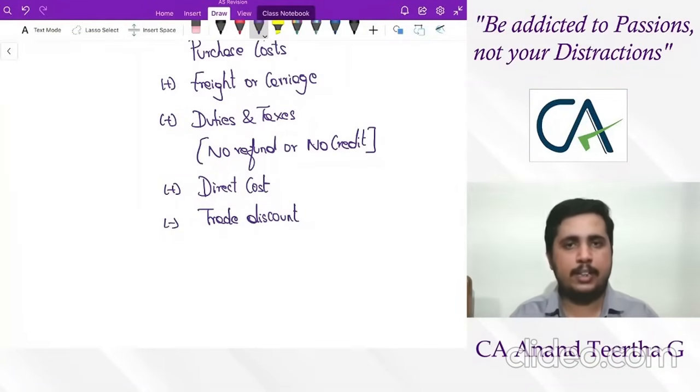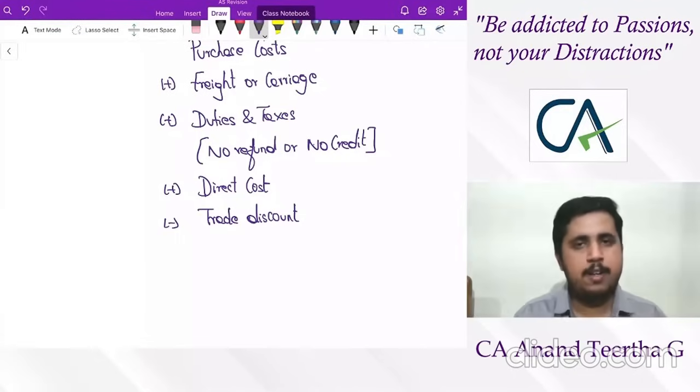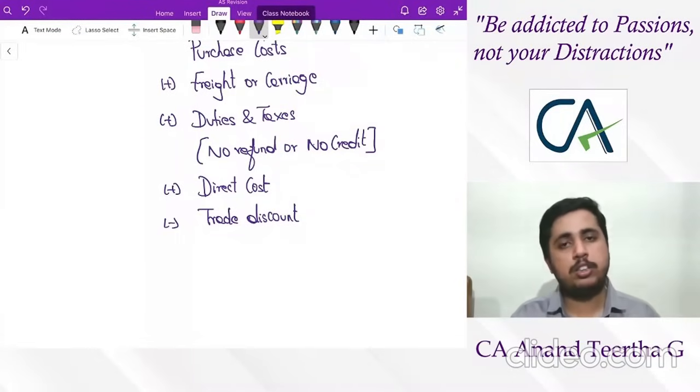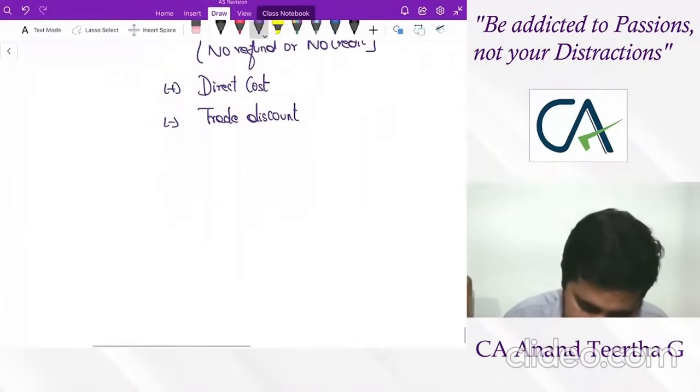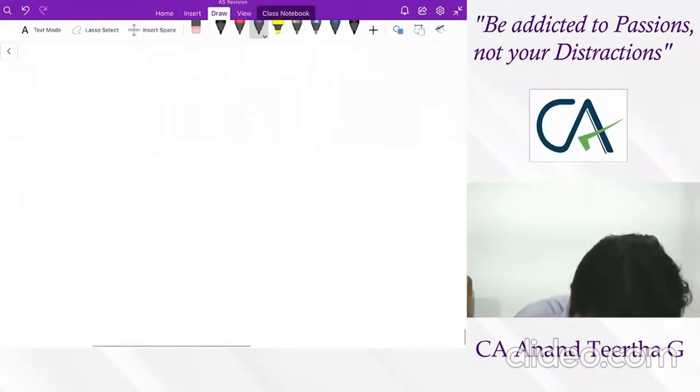Now what is trade discount? Any discount which arises during purchase or sale of goods. At that time, trade discount comes into the picture. Cash discount comes whenever you want to make the payment. So therefore, only consider trade discount over here. So this is going to be your cost of purchase. Now, once this is done, the next part will be cost of conversion.